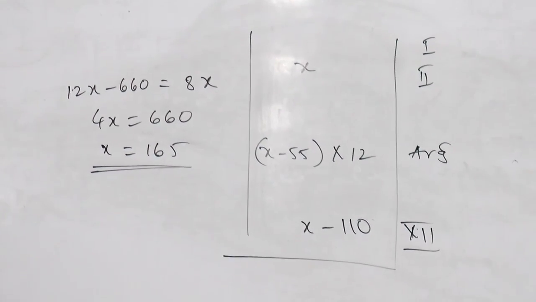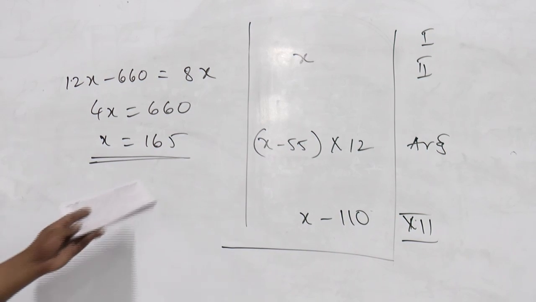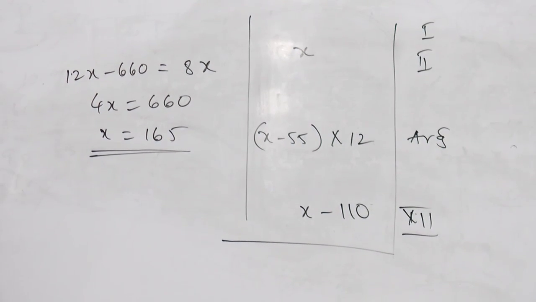And what is quantity 1 value? Quantity 1 value is 150, and this is 165. Quantity 2 is more than quantity 1.